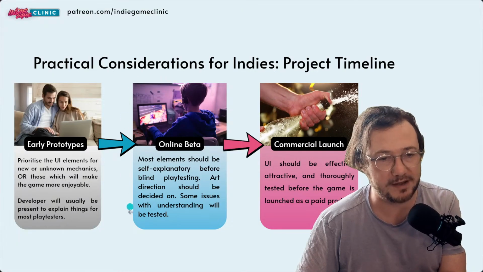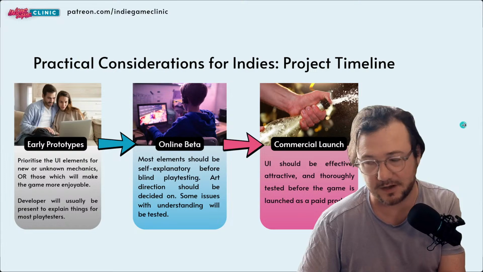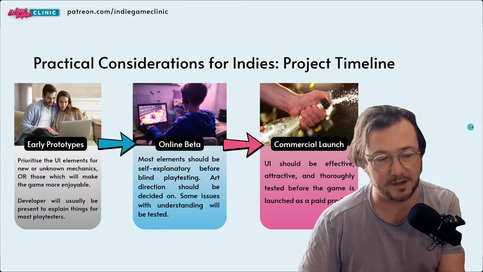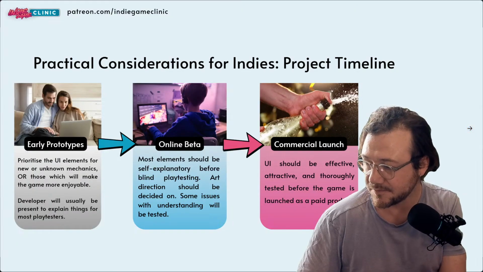And it really needs to have been tested a while in that stage before you start thinking of it as something to launch on Steam and ask money for, because otherwise you're just going to end up in a lot of trouble and losing people's trust and stuff like that.